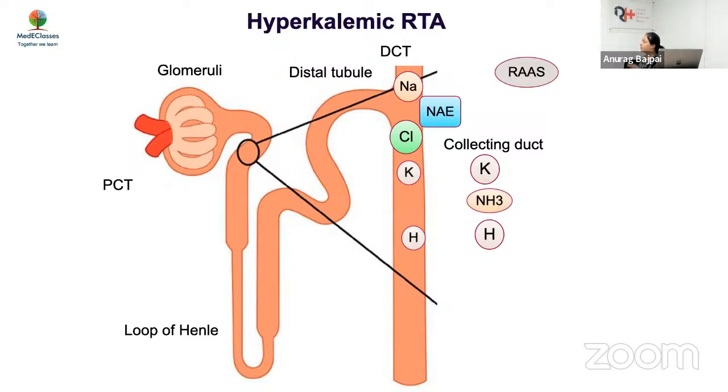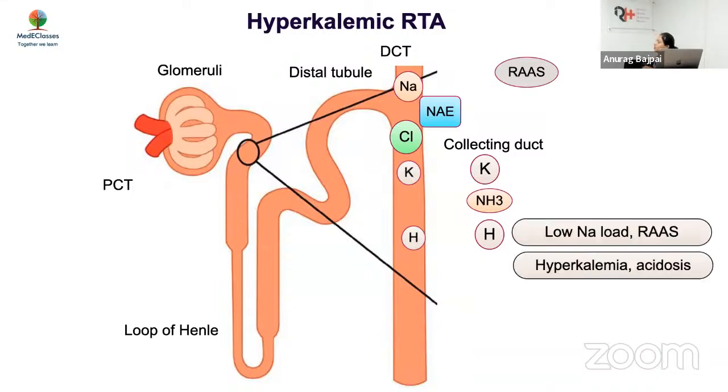And as potassium and proton are competing, and potassium is lost more, there will be less NH4 plus in the urine. So there is low sodium load due to RAS defects, hyperkalemia and acidosis, and low ammonia in urine in type 4 hyperkalemic RTA.